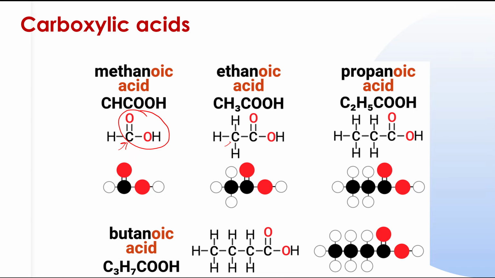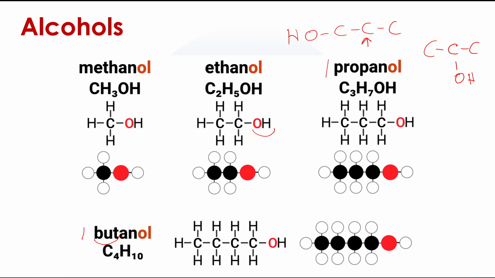So ethanoic acid has 2 carbons. One of them is the carbon in the functional group. Propanoic has 3 carbons. One of them is the functional group. Butanoic, 4 carbons. Again, one of them is the one included in the functional group. A second point to notice is that in the acids, the functional group is always on the side, while in the alcohols, like we said, it can be on the edge of the compound or it can be on one of the carbons in the middle of the alcohol.